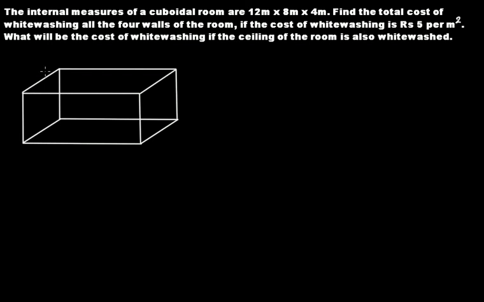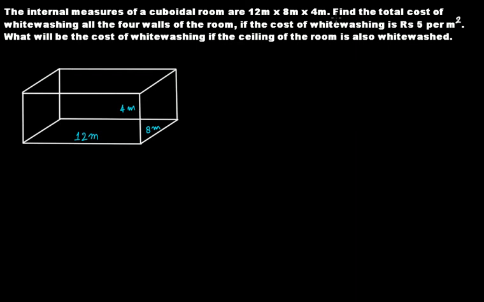So, this is a cuboidal shaped room. The internal measures are what? Whether it is internal or external, the measurements are going to be the same. Length is going to be the same whether it is outside or inside, if this is cuboidal only. So 12 meter, this is the length, then 8 meter, this is the breadth, and 4 meter, this is the height of the wall. Okay, so cuboidal shaped.